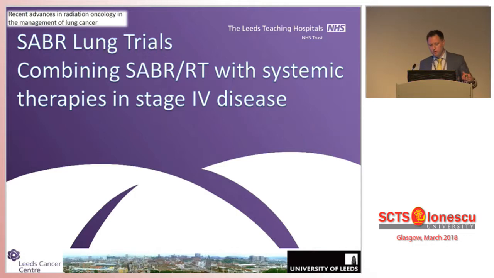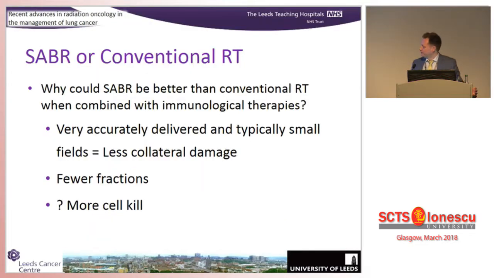So moving away from oligometastasis, where we might be able to cure patients with either surgery, ablation, or stereotactic radiotherapy, could radiotherapy have an advantage in terms of stage 4 disease that's not amenable to local therapy? You could do this with either stereotactic radiotherapy or conventional radiotherapy, but why might stereotactic radiotherapy be better?